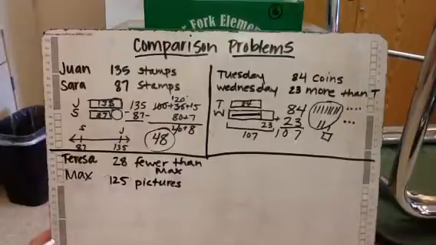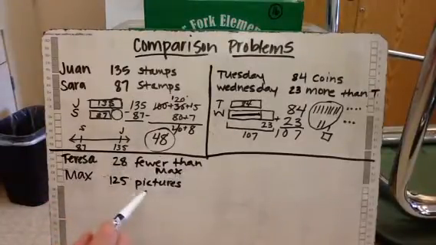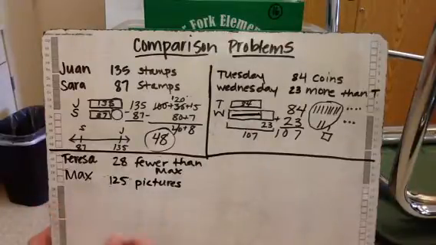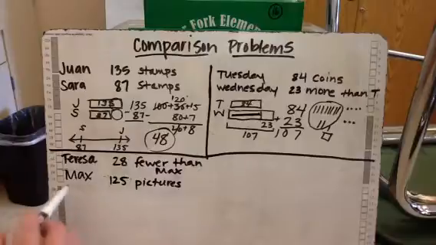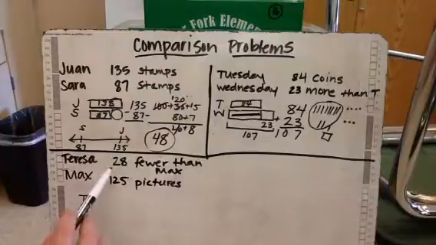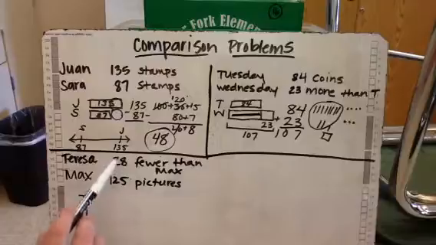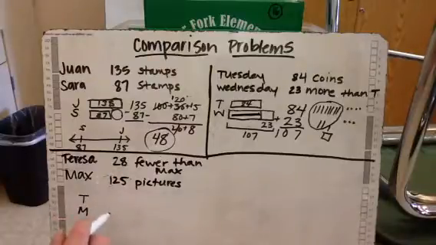Let me do one more here. We have Teresa took 28 fewer pictures than Max, and Max took 125 pictures. So how many pictures did Teresa take? So I'm comparing Teresa with Max. Now I can't make Teresa's bar yet because I don't know her value. I know a little bit about her value, but I don't know the exact value. I'm actually trying to figure that out.